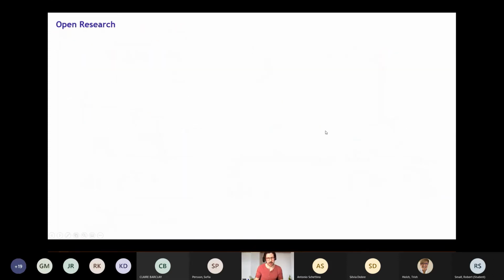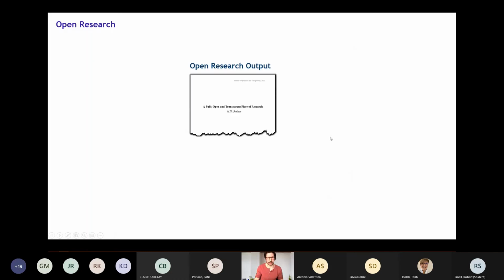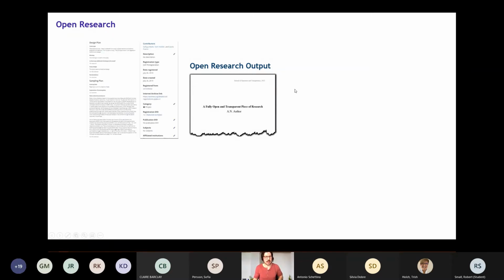In contrast, a piece of open research, and this is a theoretical, perfectly open exemplar, is that we would have access to a detailed pre-registration of the research. So a plan of exactly what the researchers aimed to do in the first place, what data they were going to collect, how they planned to analyze it. And this would be time-stamped to before they conducted it. So we know that this was what they initially planned to do.